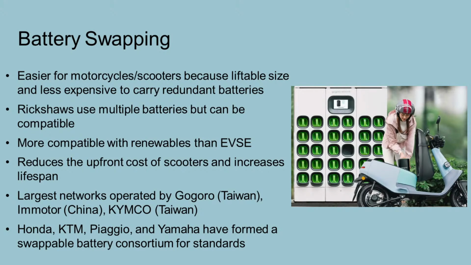That's why it's also more cost effective to have multiple batteries for these smaller vehicles. Battery swapping can be used for electric rickshaws as well. These vehicles often use multiple batteries, and swapping them is a very convenient way to keep them running. It can also work well with renewable energy sources like solar and wind power. Excess renewable energy can be used to charge the spare batteries, and then these batteries can be swapped into the vehicles when needed.